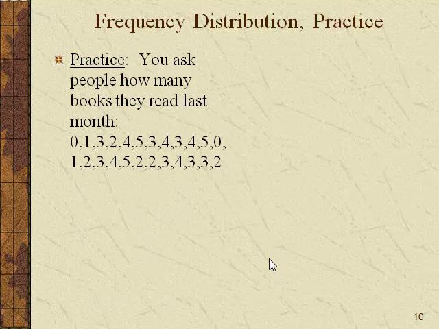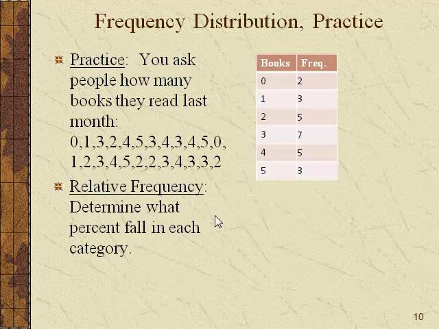Okay, so some practice here. See if you can construct this table. You ask people how many books they read in the last month, and you get these different scores: 0, 1, 3, 2, 4, 5, 3, etc. So your table would look like this. We'd have a range of scores from 0 to 5, and then we indicate the count of how many times those different scores occurred. And you would notice that those would add up to 20 if you asked 20 people.